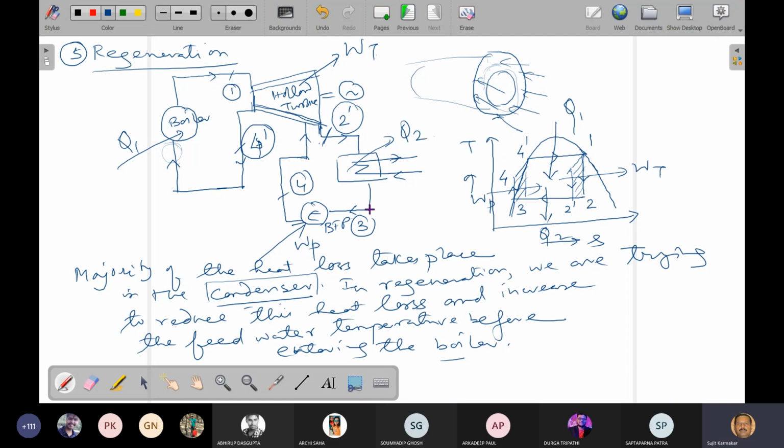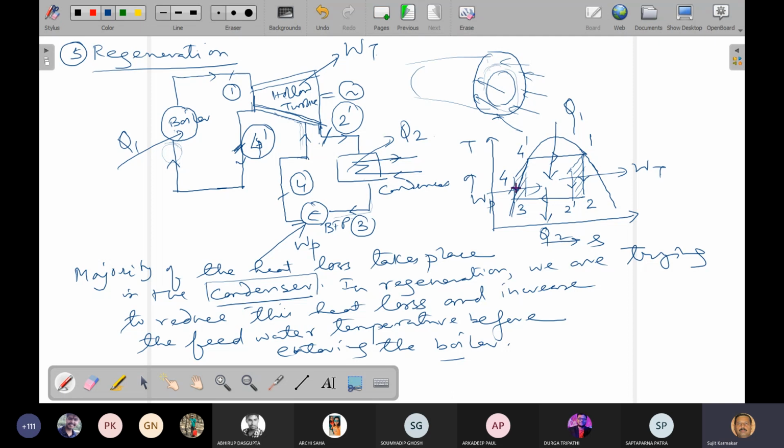Because what we are trying to do is, whatever feed water is coming out from the condenser, so this is the condenser, whatever feed water is coming out at point number 3, we do not send it directly back to the boiler. Instead, we take some of the heat from the turbine. So obviously the feed water temperature will be increased, because some amount of heat from the turbine will be taken by the feed water. And at point number 4, whatever feed goes out, the temperature will be increased.